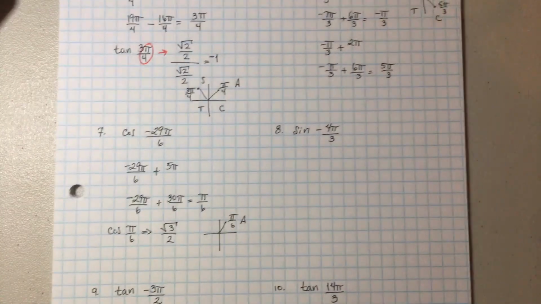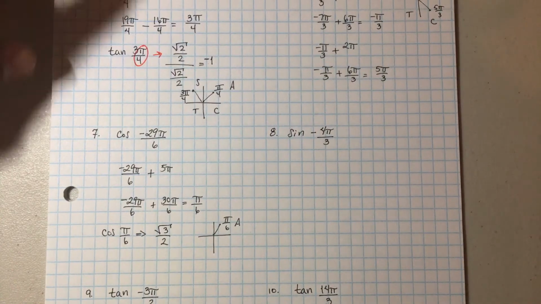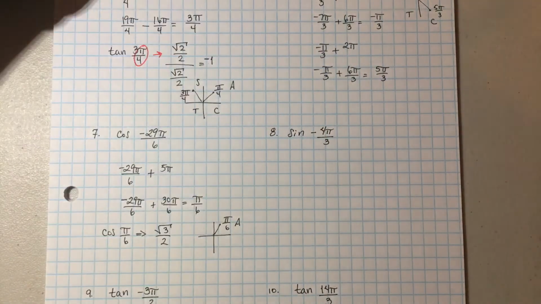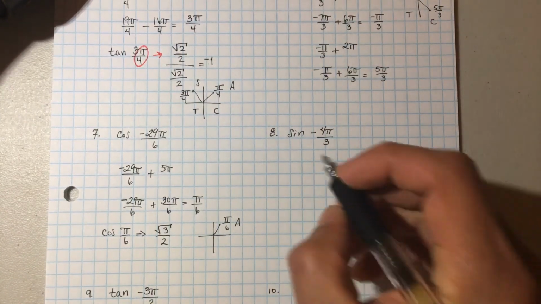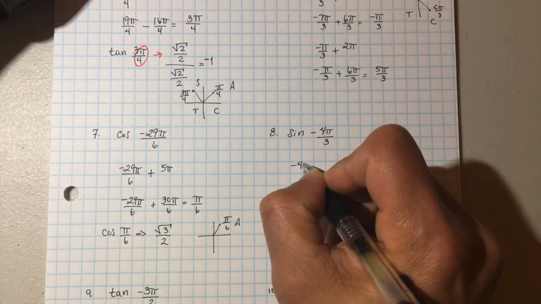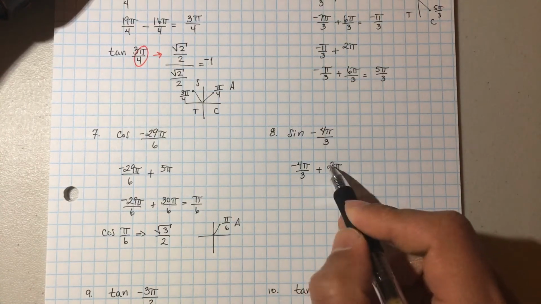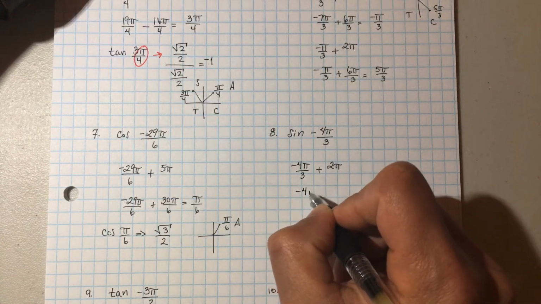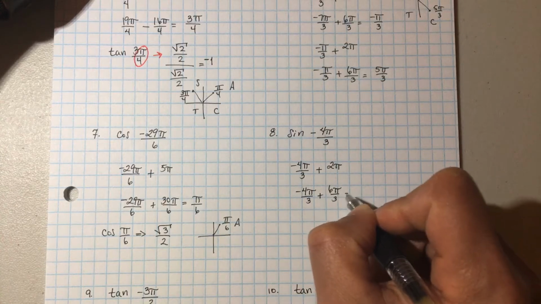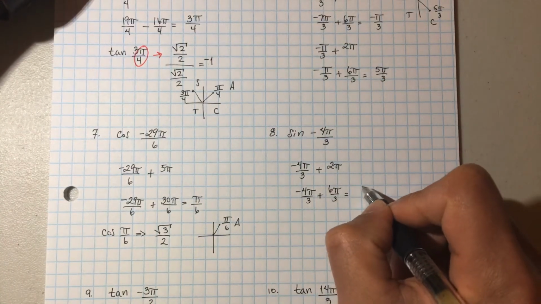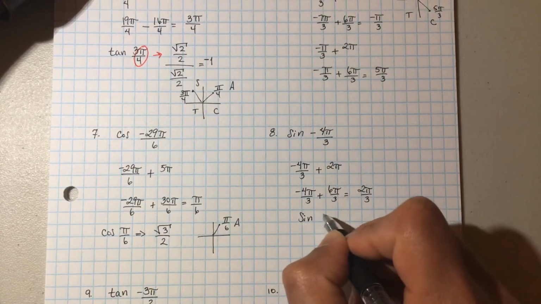All right. Let's do number 8. If you want, you can pause the video, see if you can figure it out. If not, follow along with this. So how many times is 3 going into 4? Once. But that's a negative, so I'm going to use 2 instead of just 1. So negative 4 pi over 3. We're going to go 2 times. 3 times 2 is 6. So let's do negative 4 pi over 3 plus 6 pi over 3. Negative 4 plus 6 gives me 2, so 2 pi over 3. Now all I have to do is find sine of 2 pi over 3.